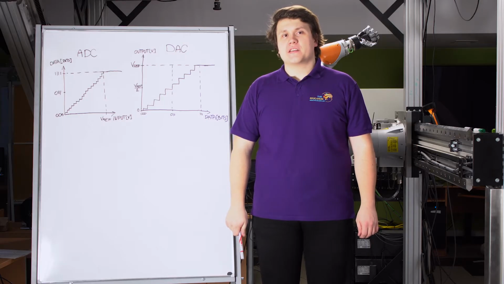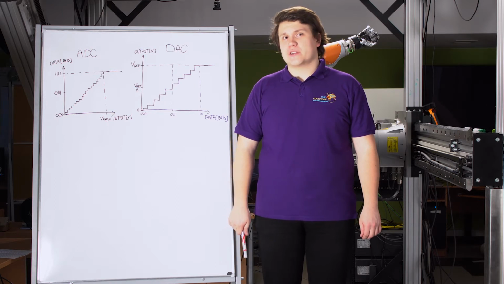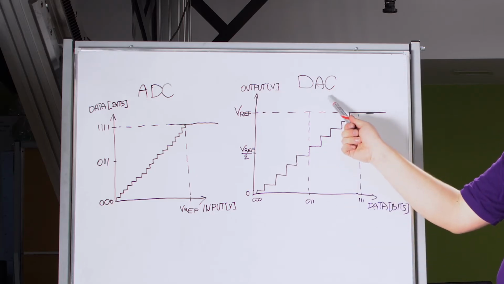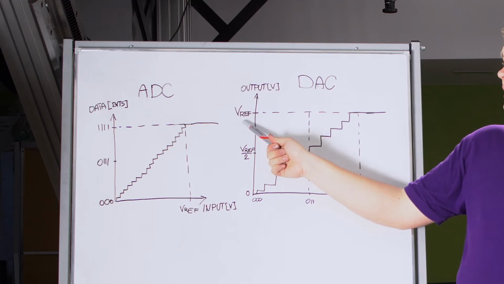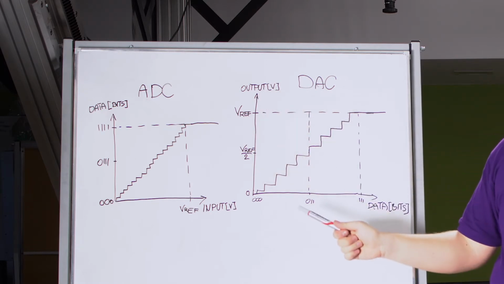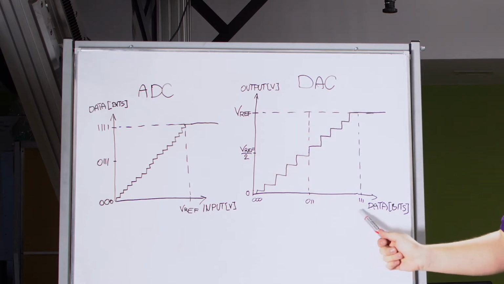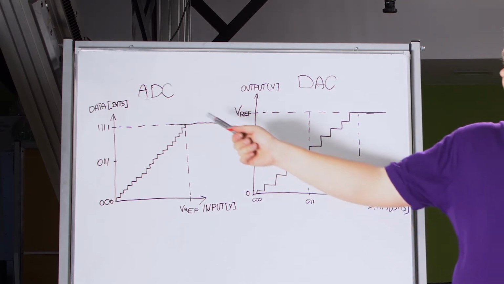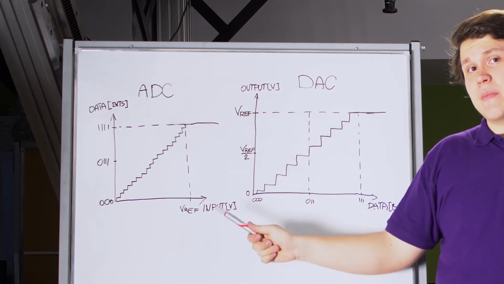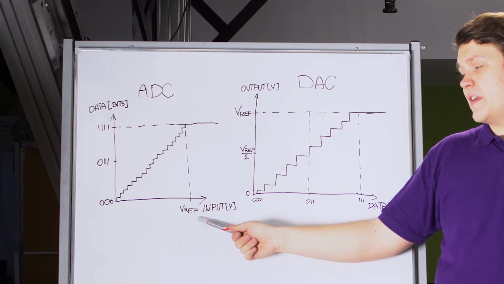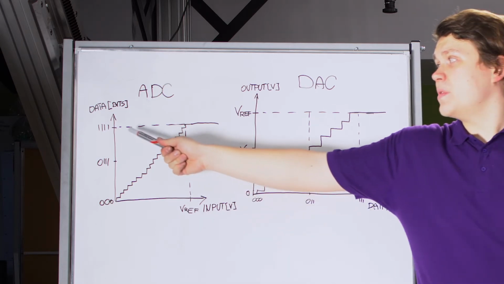Reference voltage is the maximum voltage in each converter system. In DAC converters, it is the maximum voltage that can be received on the output when we put the maximum bit value to the input. And in ADC converters, this is the maximum voltage that can be put to the input to receive the maximum bit value.